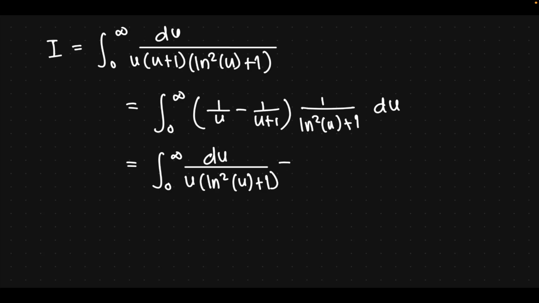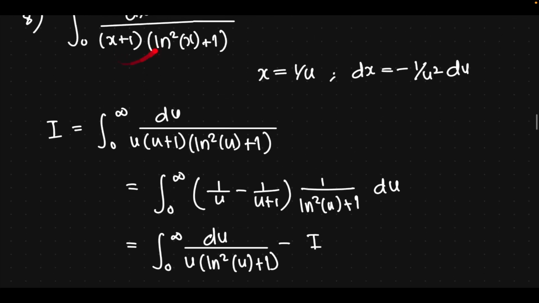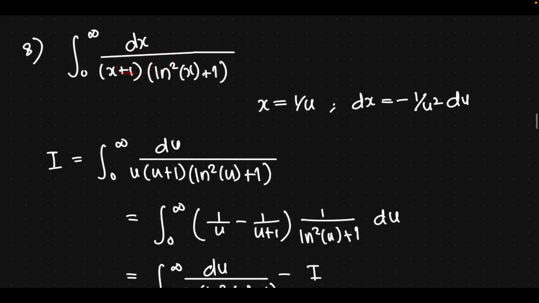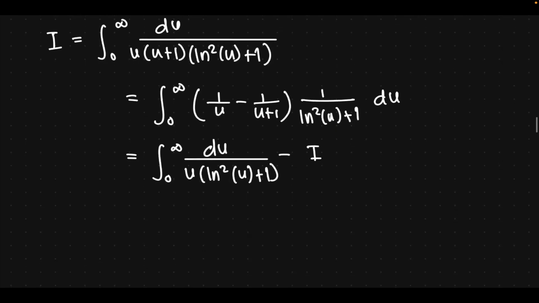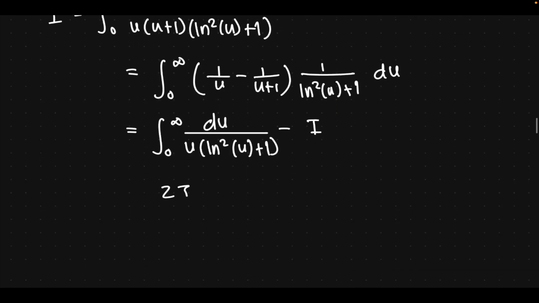And notice that the second term is just I. We started with an x here, we just got shifted to a u, and that's fine because it's a definite integral. So that's I, and that's nice. We can add that. So we have 2I equals the integral from 0 to infinity of du over u times ln squared u plus 1.